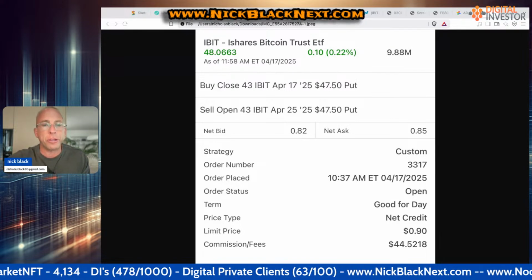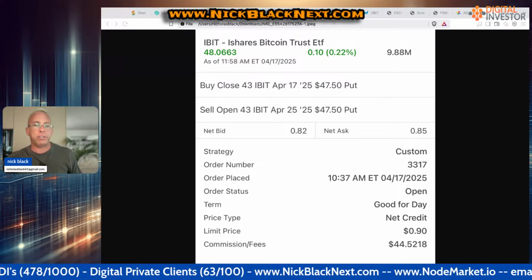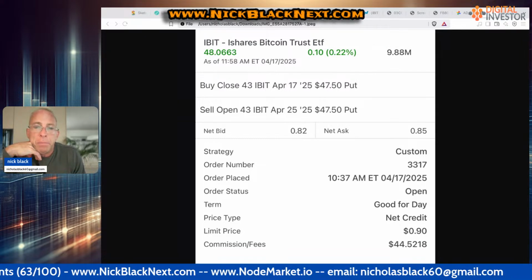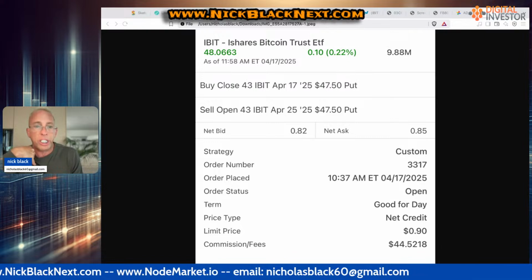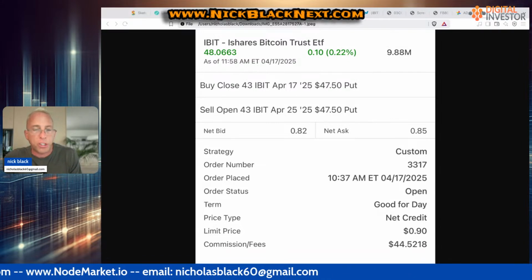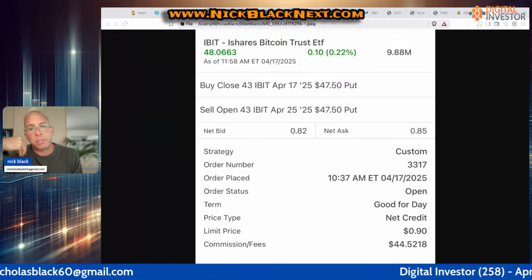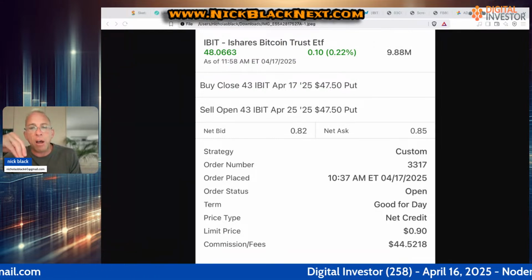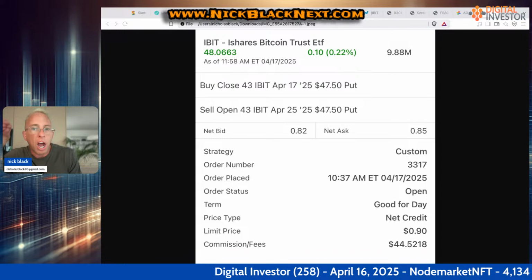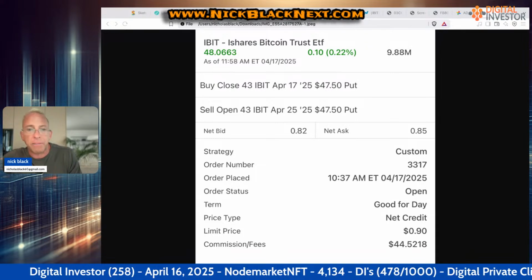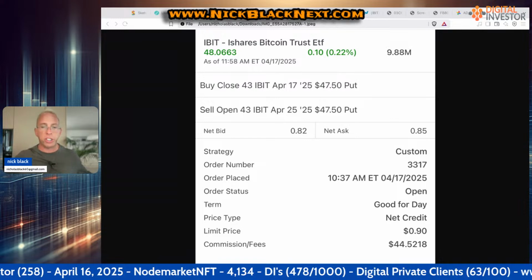So let's talk about the risk for a second. If IBIT should plummet, it could be deep in the money and I'll get assigned the shares, which is fine because I'm ready to sell calls against it. Same difference. It's just on the other side of the table. Rolling gives me flexibility because I can roll down to a lower strike or I can roll out to more time. So I can go up and down or I can go diagonally, right? I could change both the strike and expiration.